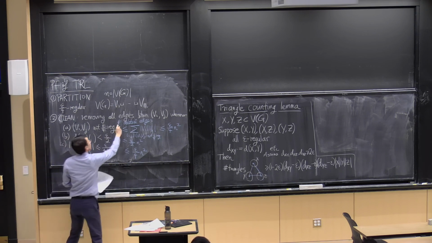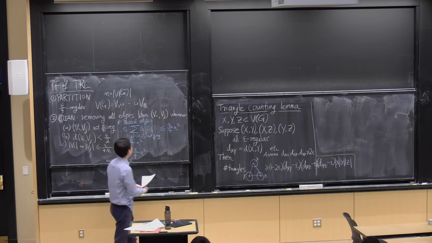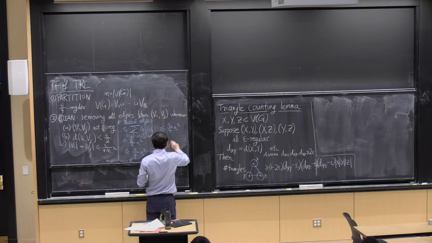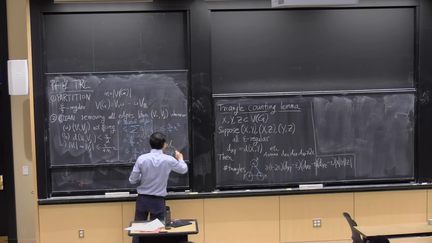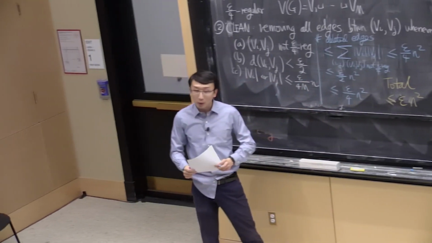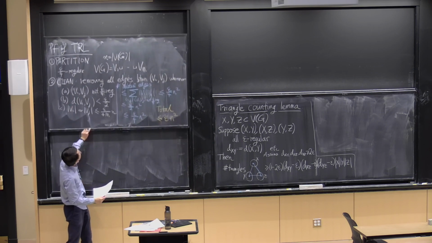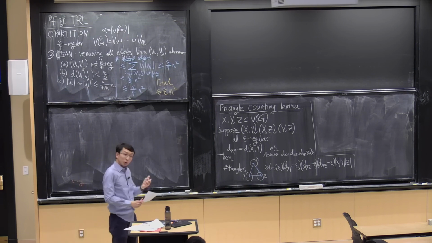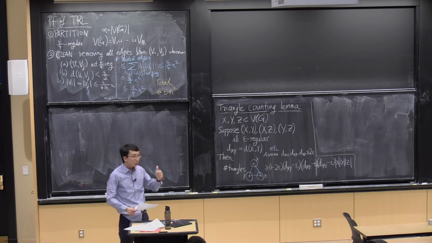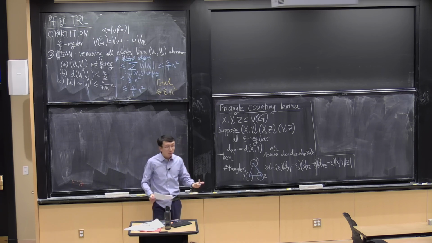Okay, so here I'm telling you how many edges I've deleted in each step. And in total, putting them together, we see that we get rid of at most epsilon n squared edges from this graph. Okay, so that's the cleaning step. We cleaned up the graph by getting rid of low density pairs, irregular pairs, and small vertex sets.